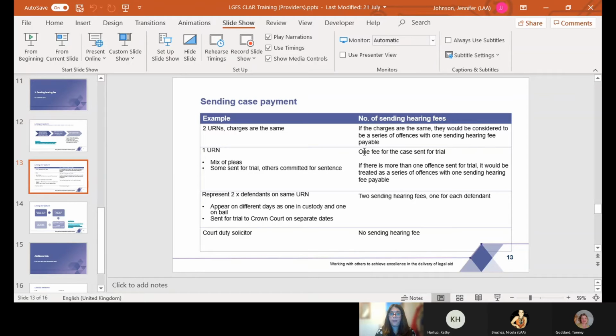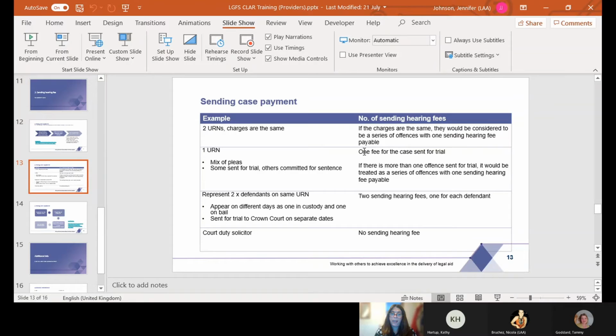Similarly, if you have cases that are going to be split into two separate indictments because there are two different sets of offences, and they've all been sent up on the same day, it would be one fee. If they're sent up at different times, it would be two fees.